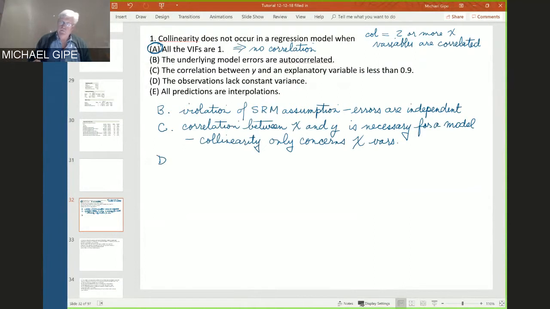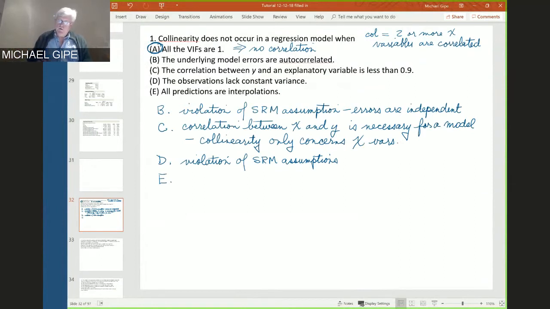How about D? The observations lack constant variance. Again, this is a violation of SRM assumptions that allow us to do statistical evaluation. And collinearity can be there whether you have heteroscedasticity or you have constant variance.